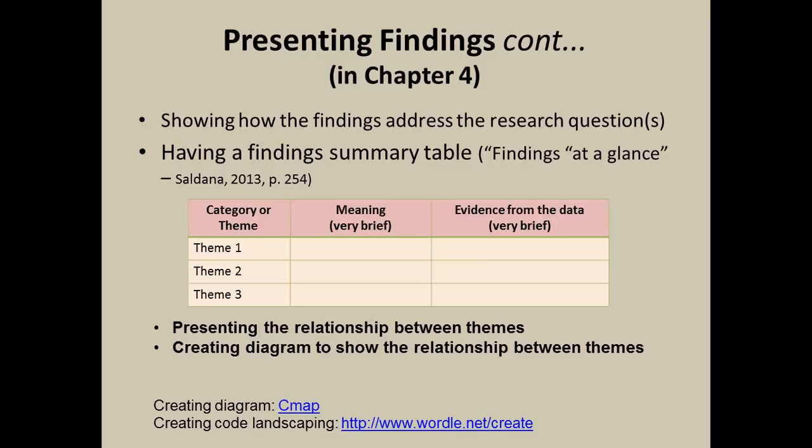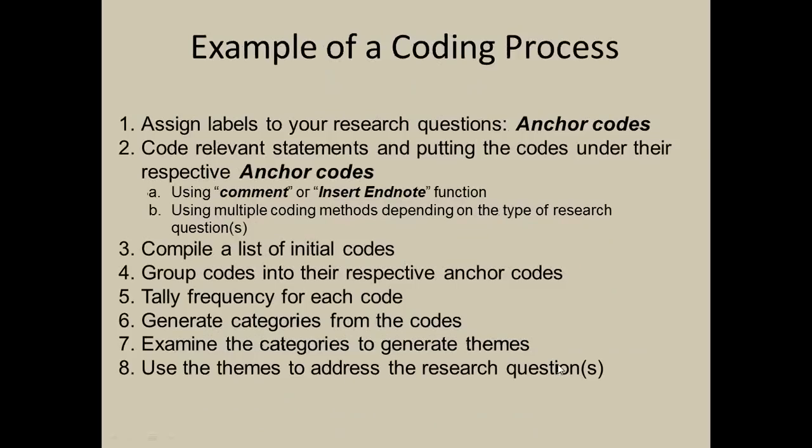And the next thing that you have to think about is presenting your findings. Presenting the relationship between the themes is very, very important. What is the relationship between the themes? It's very, very important for you to think about it. And also you can develop a diagram to help you establish the relationship between the themes. So in case you find there's a relationship between the themes, you can design a diagram, and I have links here to help you download free software for designing diagrams to represent this. So this is all about writing chapter 4.